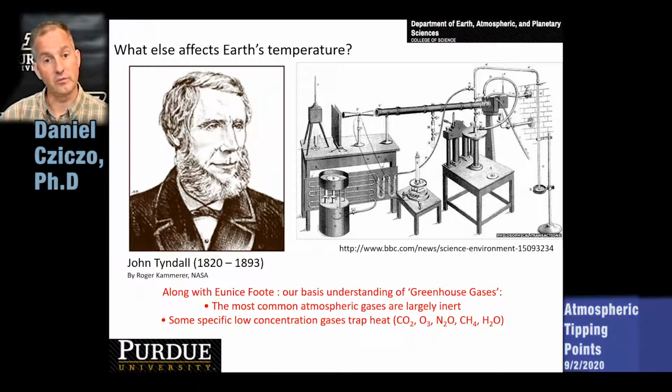What they did find was that there were a number of different gases. Very small quantities of these are found in the Earth's atmosphere. Things like CO2, ozone, nitrous oxide, methane, water vapor, that were able to absorb infrared energy, the heat that was being given off by the planet. They were able to absorb it and then re-emit it. So why is this important?